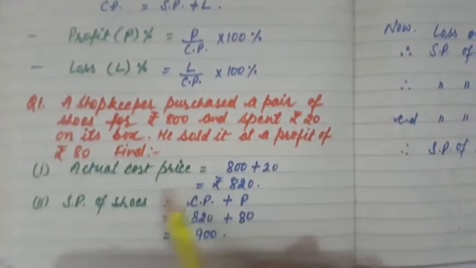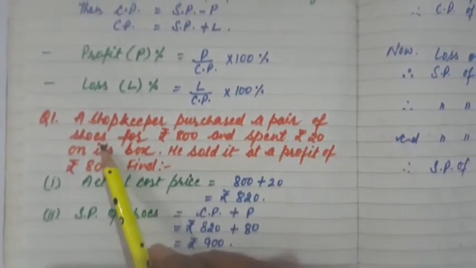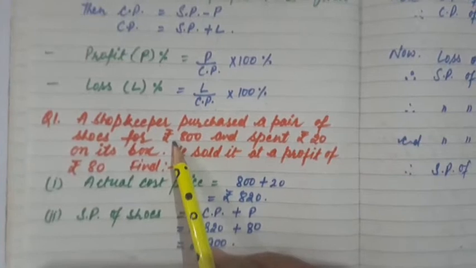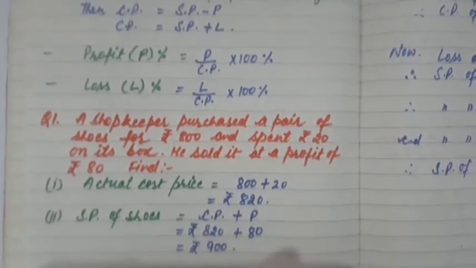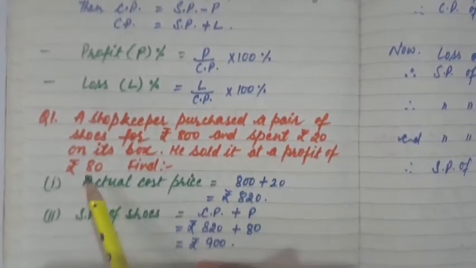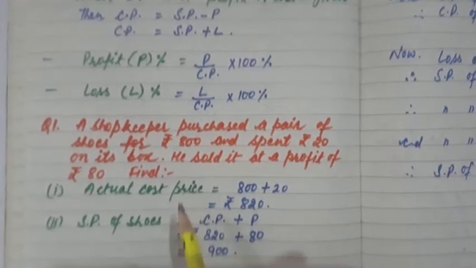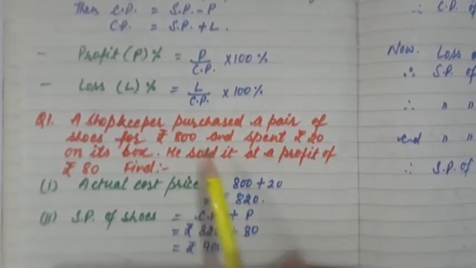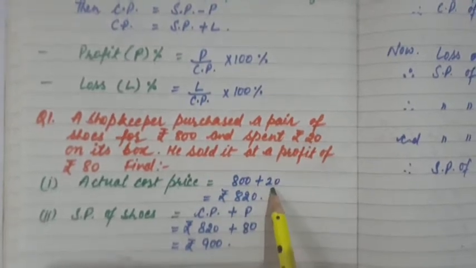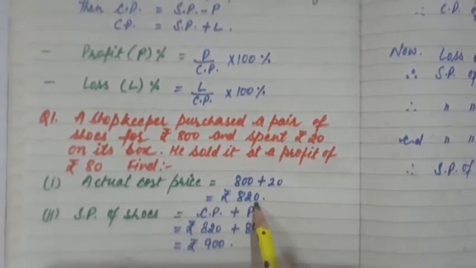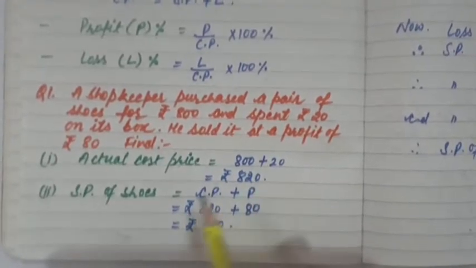The first question of this exercise: a shopkeeper purchased a pair of shoes for rupees 800 and spent rupees 20 on its work. He sold it at a profit of rupees 80. We have to find the actual cost price. So actual cost price is equal to the CP plus the rupees extra spent on it, that is 800 plus 20, which is equal to 820. So this is the actual CP of the shoes.